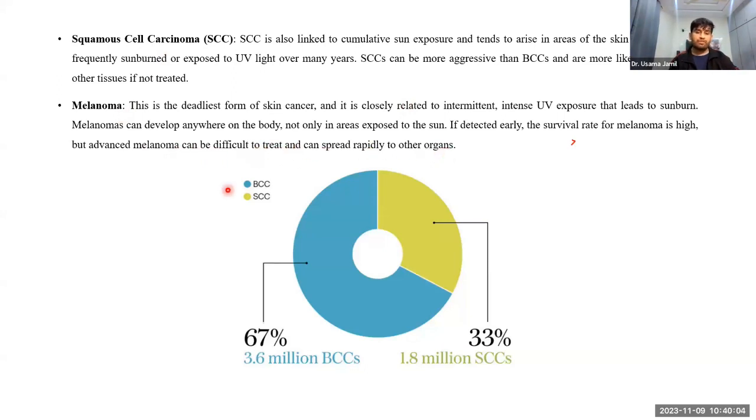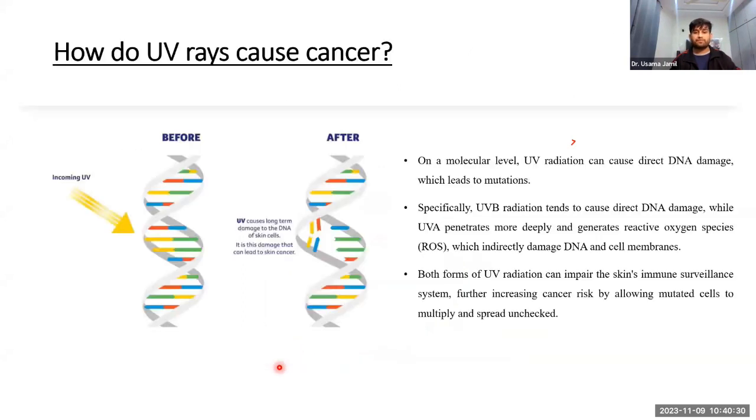If we speak of the abundance of reported cases of BCCs, basal cell carcinoma, and squamous cell carcinomas: squamous cell carcinomas are 33% in a population of 1.8 million. Meanwhile, BCCs, or basal cell carcinomas, are reported in 67% in 3.6 million people.